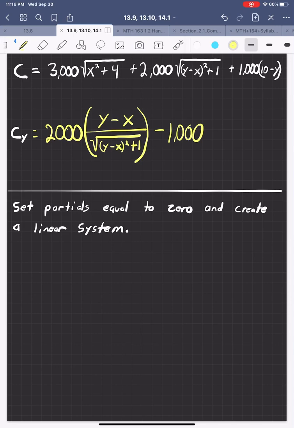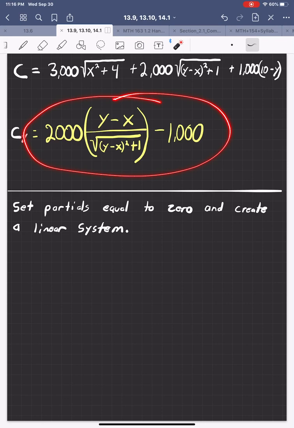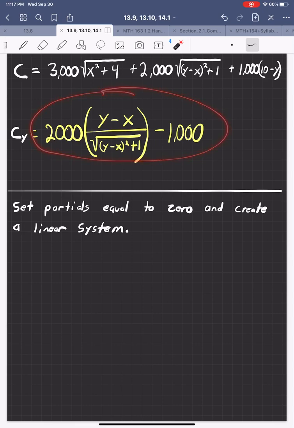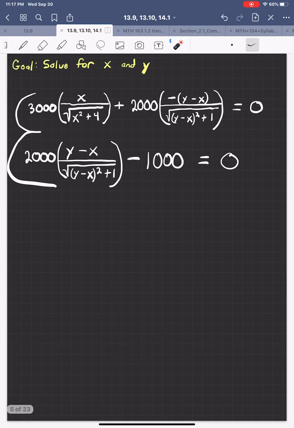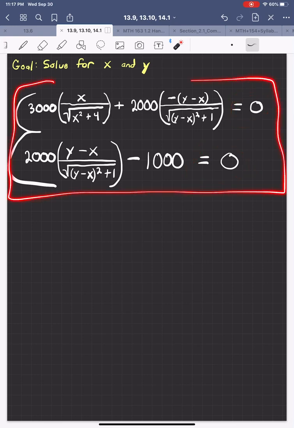Okay. So, as I said, normally we set derivatives equal to 0. That's how we locate extrema. We are going to do the same thing. We're going to set our partials equal to 0. But we're going to end up with a linear system, right? Or a system of equations. So this is both of my partials. And notice that I have my partials set equal to 0, but I have formed a linear system, a system of equations.